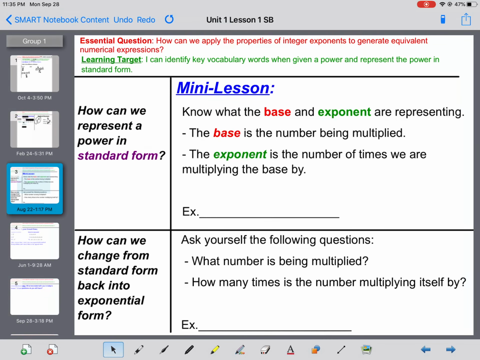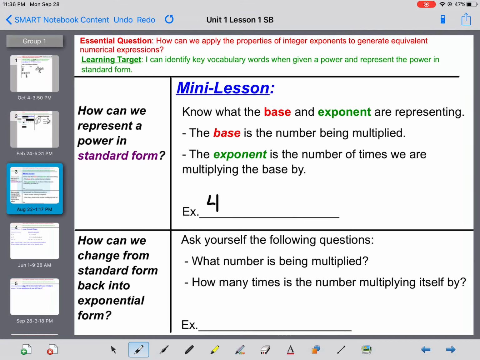Let's move on to the next part of our mini lesson. Let's make sure we copy down these 2 questions. The first question is, how can we represent a power in standard form? The second question is, how can we change from standard form back into exponential form? The first part of our mini lesson says, know what the base and exponent are representing. The base is the number being multiplied. The exponent is the number of times we are multiplying the base by.